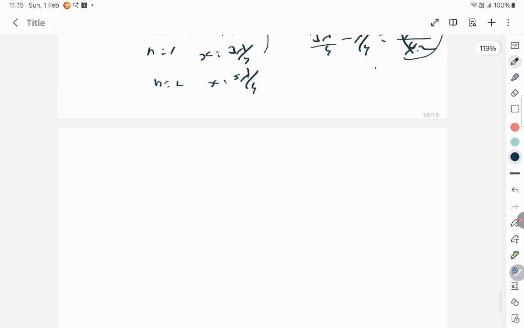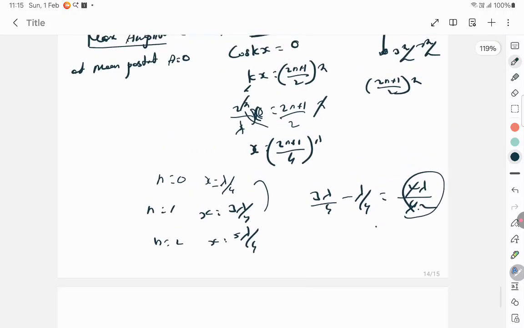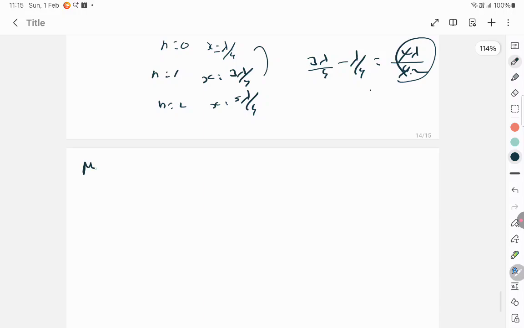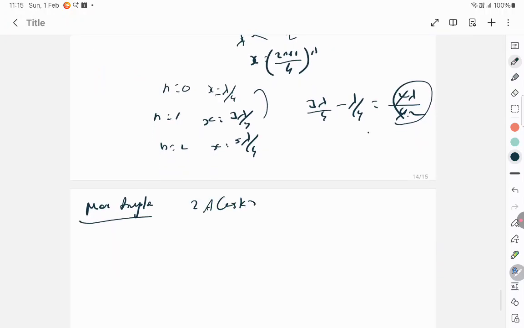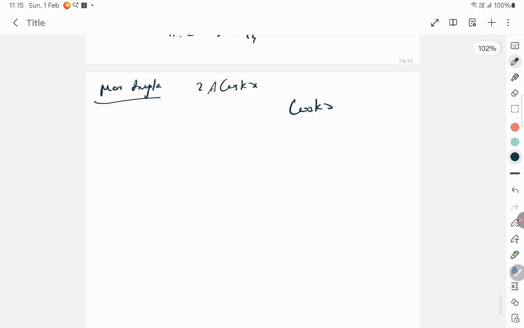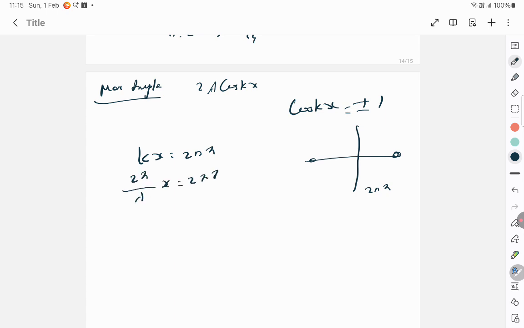Okay, so let's do it for the maximum position, which is maximum amplitude. That was for minimum amplitude. For maximum amplitude, the amplitude formula is 2a cos kx, where cos kx itself should be plus or minus 1. This is achieved at 0 or π, so you write kx equal to 2nπ. Instead of k you write 2π/λ.